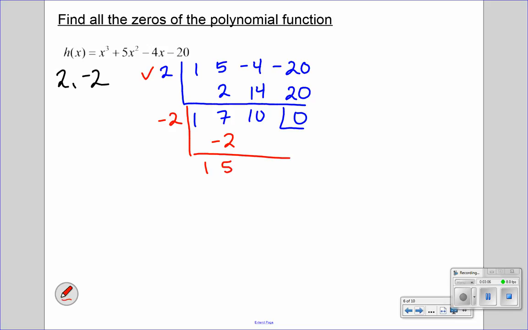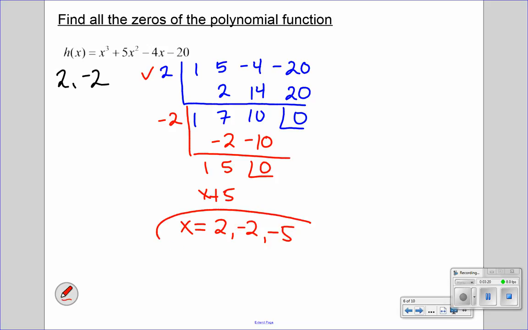It's 5, that's -10, that's 0. Since we started with the x cubed, that's x squared. Now our last one is linear, so that's x plus 5. So our solutions are going to be 2, -2, and -5. So you can do more than one layer of synthetic division.